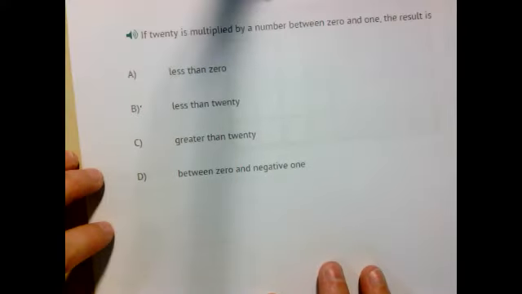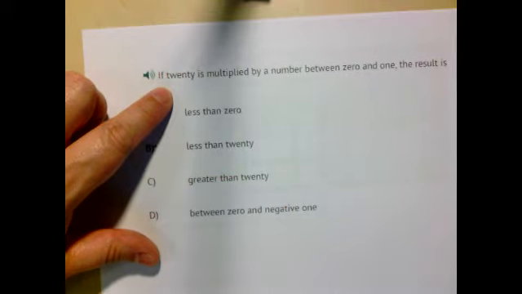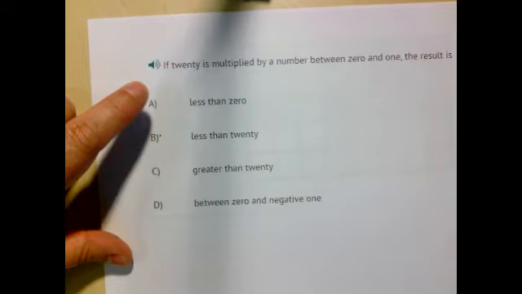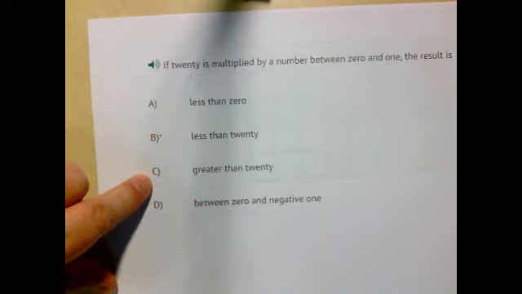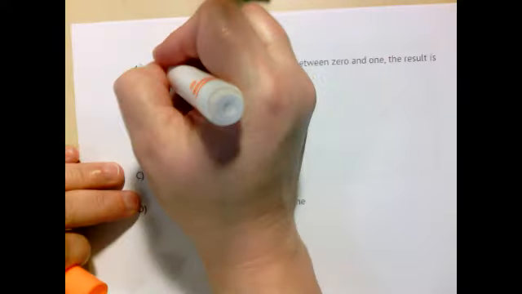Okay, the next one. If 20 is multiplied by a number between 0 and 1, the result is A, less than 0, B, less than 20, C, greater than 20, or D, between 0 and -1. I don't know about you guys, but these make me very anxious. So here's what I do.